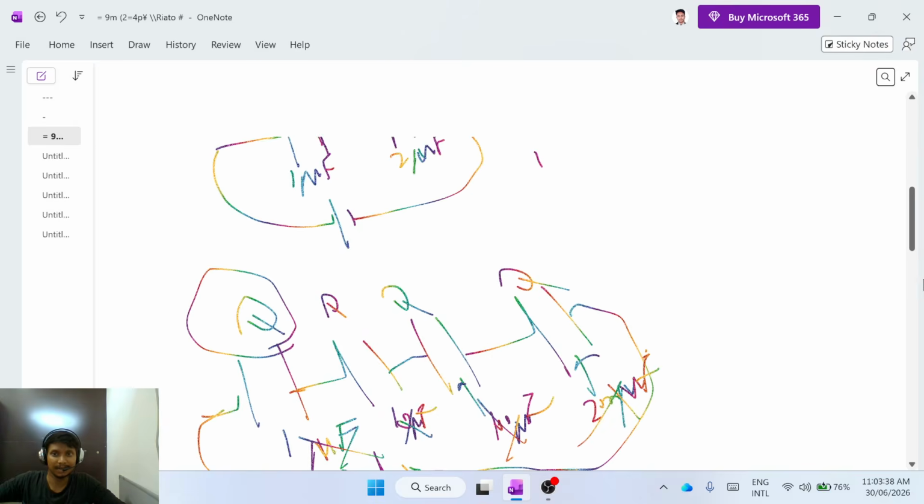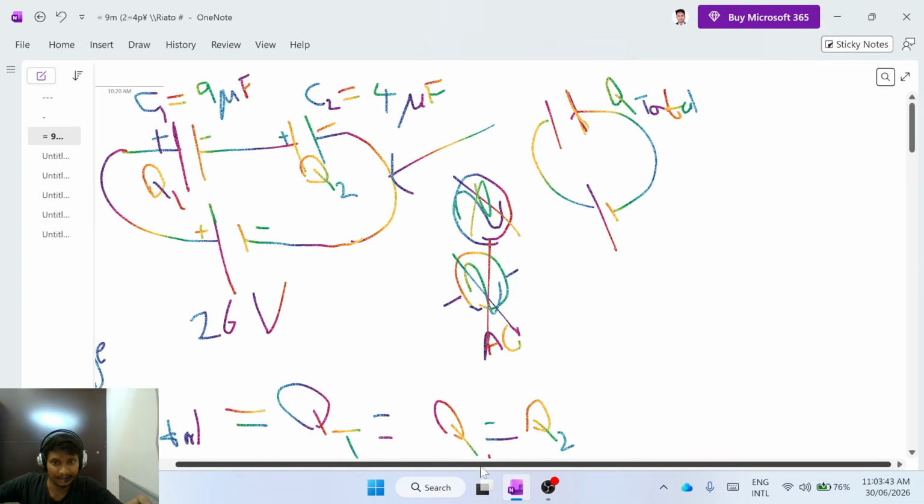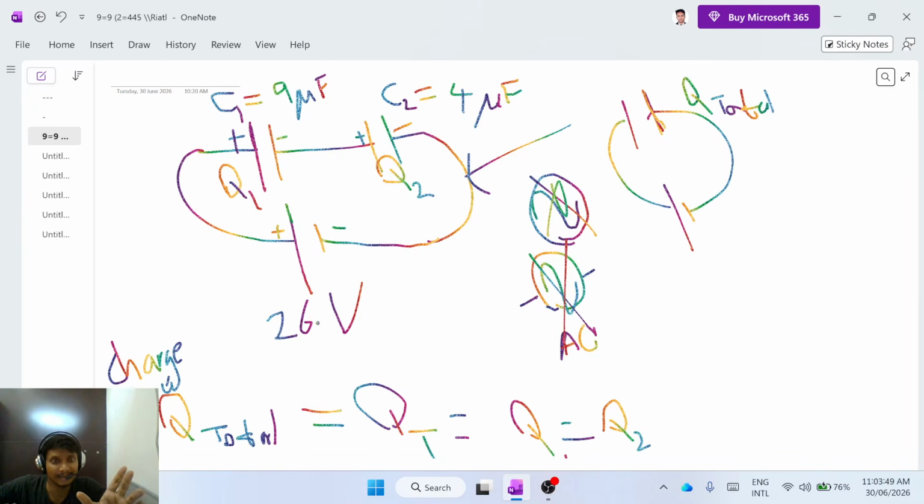This is very important. That's why I told you many times, because according to my experience most students make mistakes in this area. That's why I explain it again and again. Now the capacitors are connected in series.